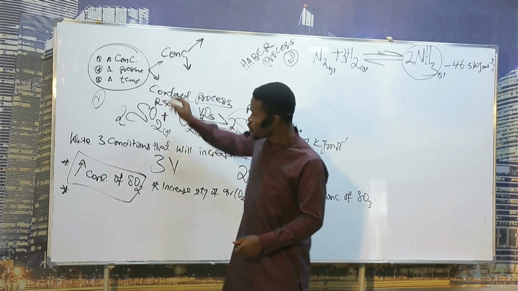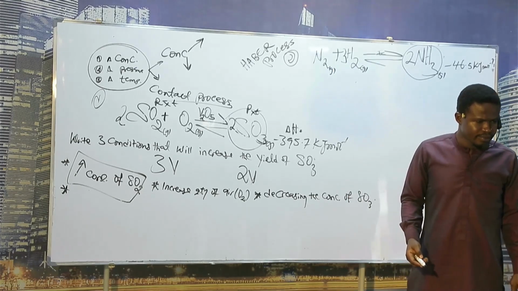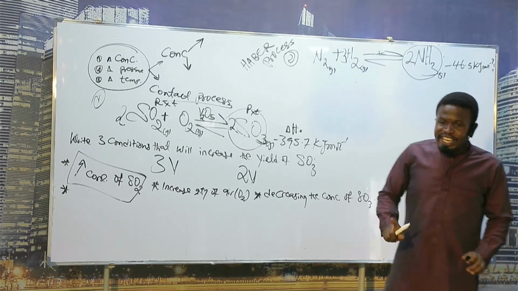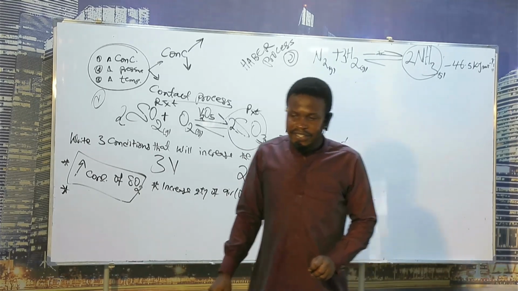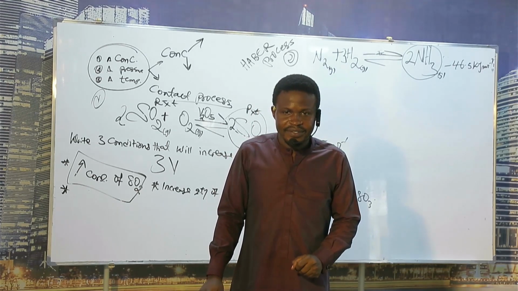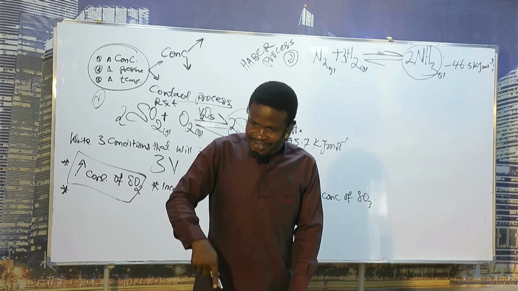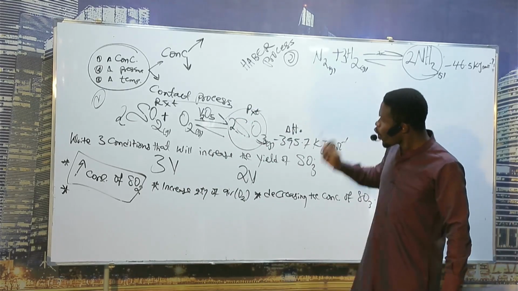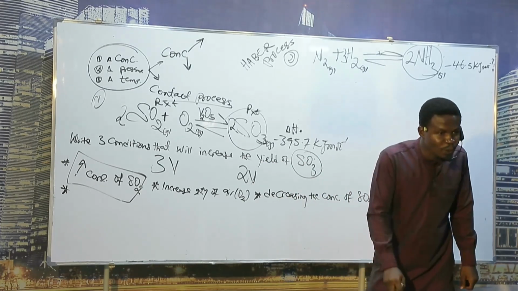Decrease pressure. So if we choose to increase the pressure of the system, what will happen? Increase in pressure favors where there is reduction in volume. Say it. Again. So, for us to increase the yield of SO3, what do we need to do to pressure?